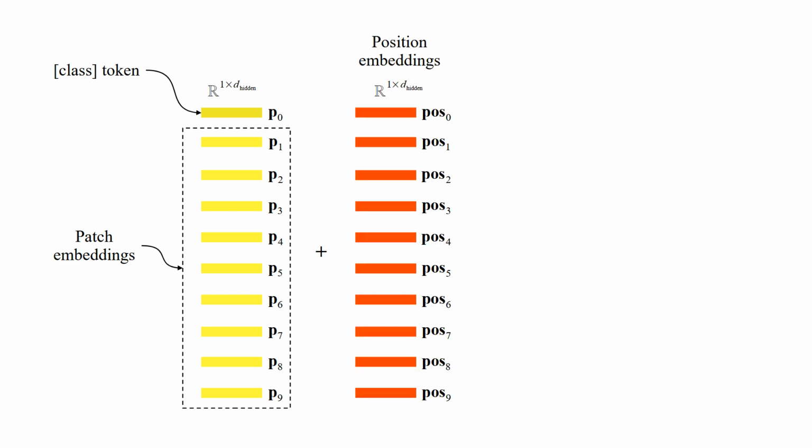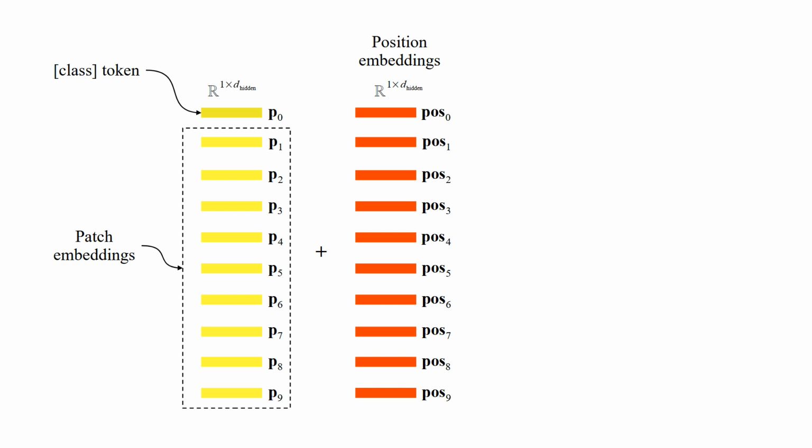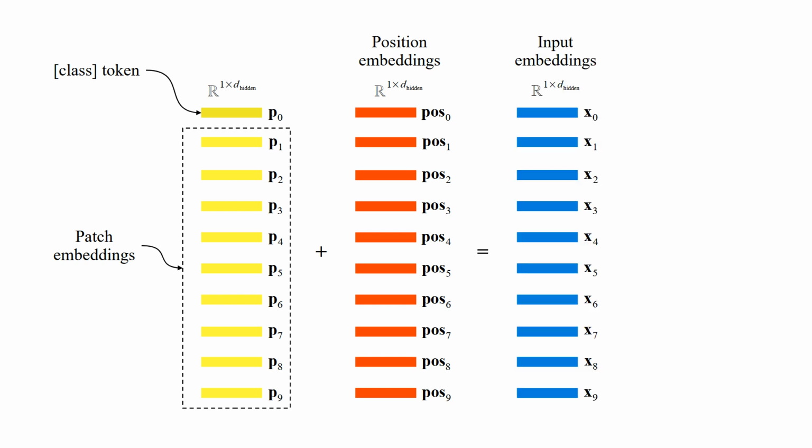Position embeddings are added to patch embeddings. Position embeddings are learned from scratch. The reason why position embeddings are necessary will become clear in later sections. Result is the set of input embeddings that are fed to Vision Transformer. Dropout is applied after this summation.